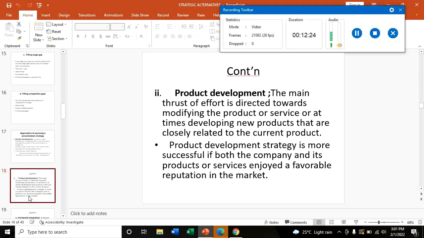We can still choose to concentrate on product development. The main thrust of effort is directed towards modifying the product or service, or at times developing new products that are closely related to the current product. I'll give you an example of detergents. Omo is one of those that have been in existence for a while, and most of the time you see them coming up with new branding, new packaging, and things of that nature. That way they're looking at product development, and sometimes they also do lots of campaigns. The same thing has been done by Colgate. They come up with Colgate Charcoal, Colgate Herbal, Colgate for kids, and things of that nature.